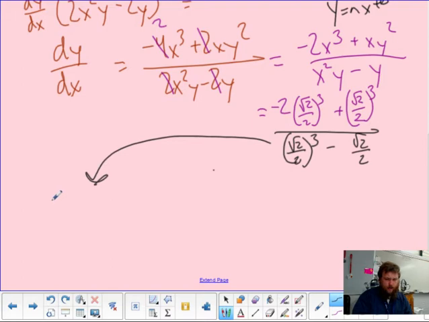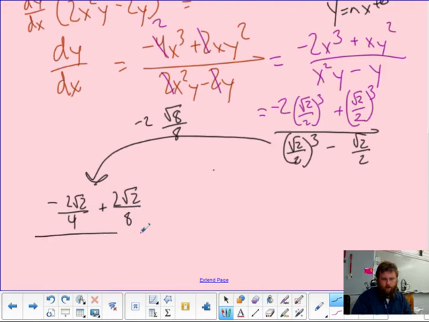So you're going to have negative, okay, you're going to have 2 cubed, which is going to be square root of 8 over 8. And your answer is going to be negative 2 times that, so it'll be negative 2 square roots of 2 over 4, plus 2 square root of 2 over 8, all over 2 square root of 2 over 8 minus square root of 2 over 2.